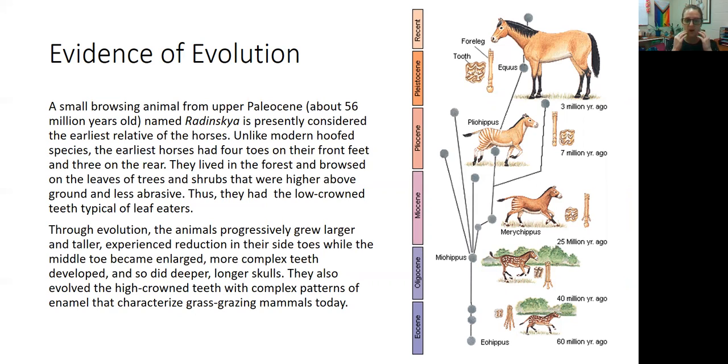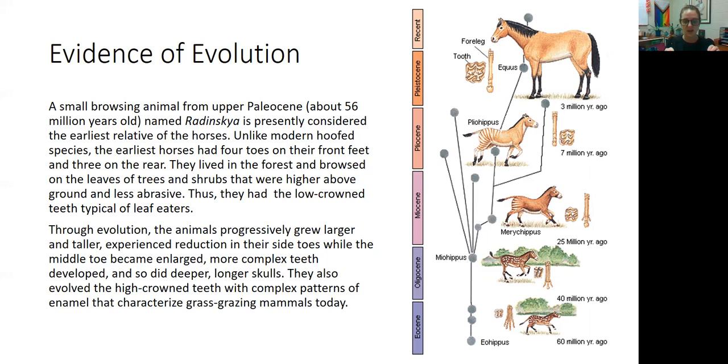They also had low-crowned teeth that were typical of leaf eaters, right? Because they didn't eat grass back then, they ate leaves. So through evolution, this small animal that lived in the forest and had pads with many toes slowly evolved into what we now think of as the horse, right?